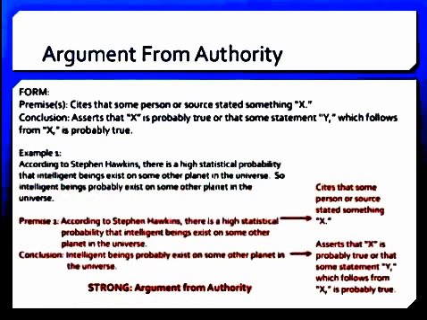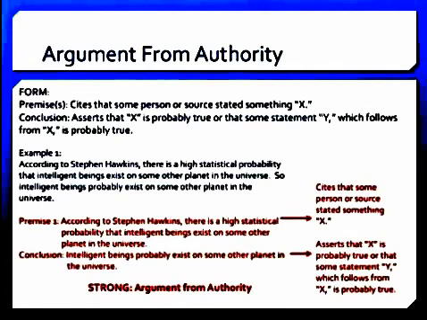Our next inductive argument is the argument from authority. An argument from authority will have at least one premise, or more than one premise, that cites that some person or source stated something X. Now, X could be any kind of proposition that the person or source has stated. The conclusion asserts that this proposition X is probably true, or that some statement Y, which follows from the proposition X, is probably true.